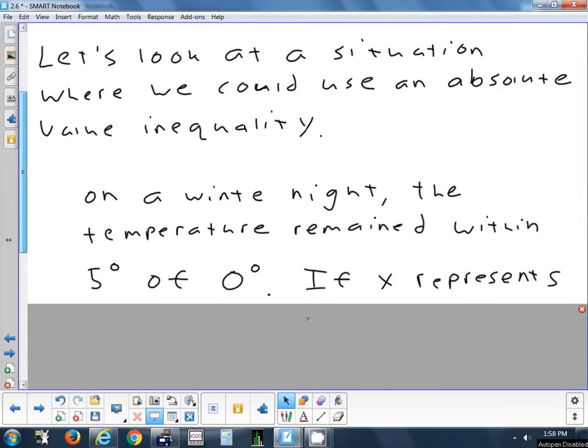the temperature, we're talking about the temperature at night, and it always remained within 5 degrees of zero. Okay, could be on either side. Okay, so if the temperature always stayed within 5 degrees of zero, what does that mean the coldest it could have been that night was? It has to stay within 5 degrees of zero. Antonio? Below 5. Yep. So it could have been as cold as -5.